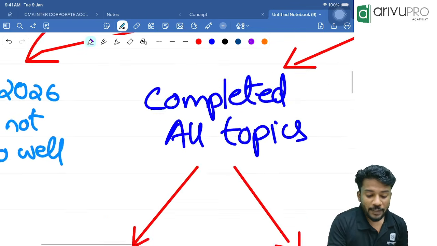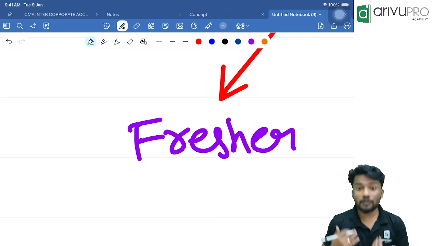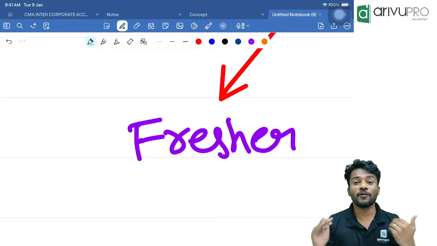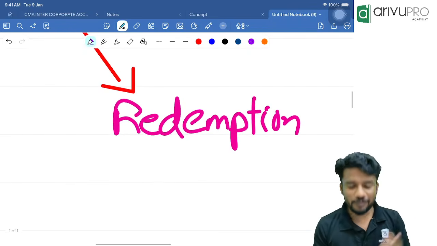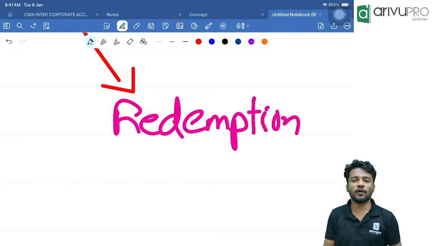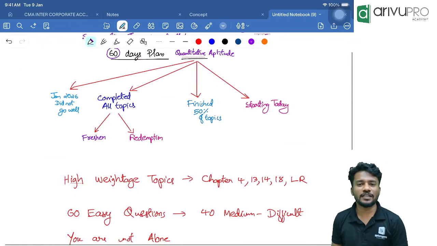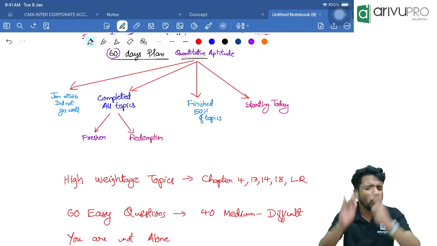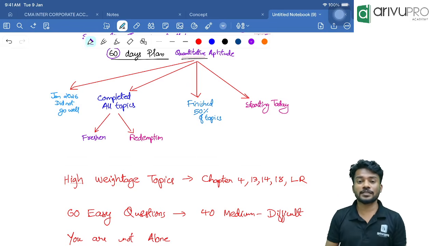Now, there will also be freshers who are going to write the May 2026 attempt for the first time, or CA Foundation for the first time. And those people, my people who are going for redemption, I like those people who go for redemption and conquer with success. Now, people, you should understand the high weightage topics, low weightage topics, what to focus on, and all the things in the next 60 days in order to plan your examination.